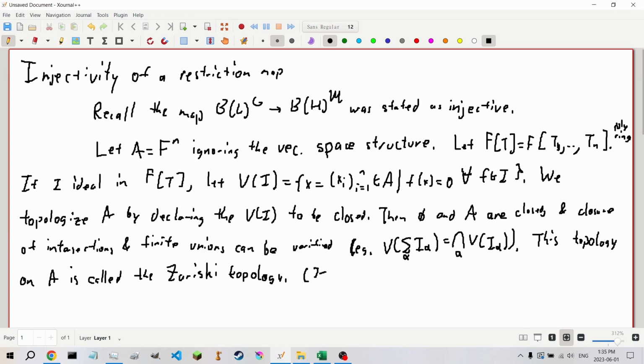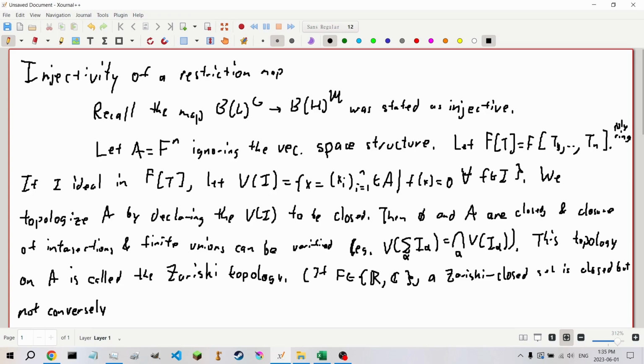And if F is the reals or the complex numbers, a Zariski closed set is closed, but not conversely. So this topology is coarser, I believe, than the standard topology on R^n or C^n.